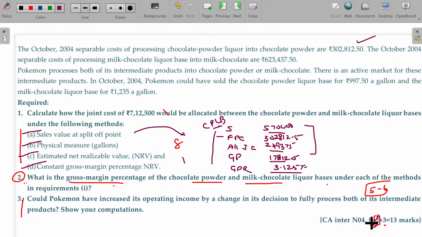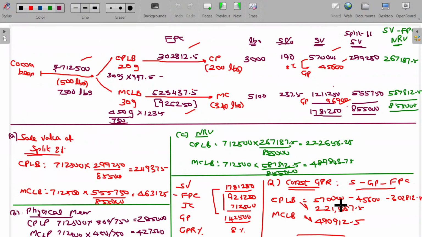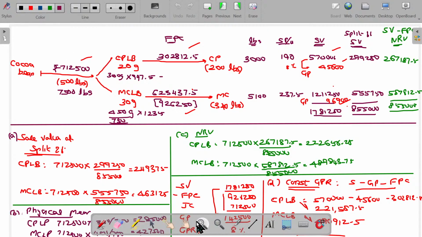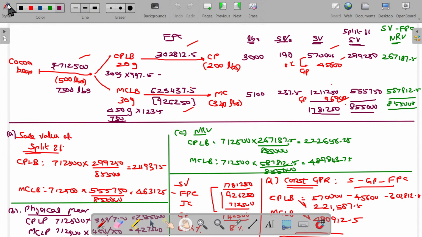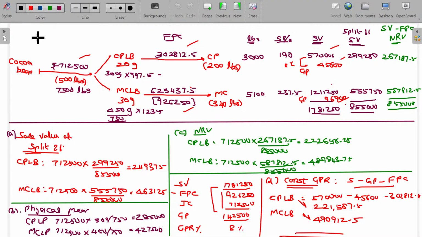But the last question is very interesting. Could Pokpen have increased its operating income by changing its decision to fully process both of its intermediate products? So now currently they are processing both the intermediate products into finished goods. If they want to change this decision, will there be any chances of increasing the profitability or not? That's a question. Very interesting question. In that case, what you have to do? You have to find out incremental revenue.